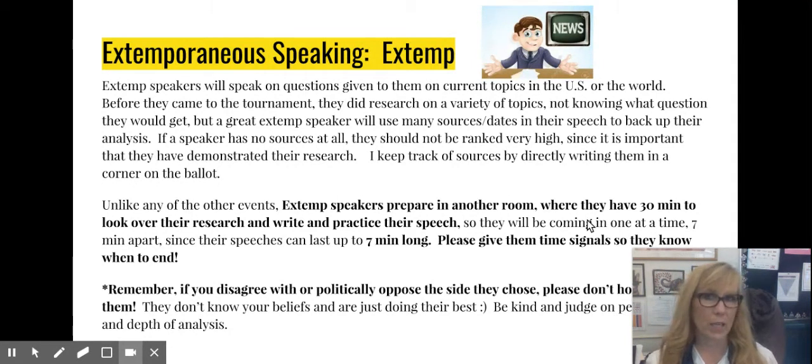If someone gets up and gives a great 3-minute speech and someone else gets up and gives a pretty good 7-minute speech, you can tell the other one has a little more material, right? But also ask yourself, did they use sources and dates? Next, this is also super important, please give them time signals so that they know when to stop. If you don't do time signals, they will keep talking and wondering how much time they used. So it's very, very vital that you do that, which for me as a judge is kind of nice because I'm writing on the ballot.